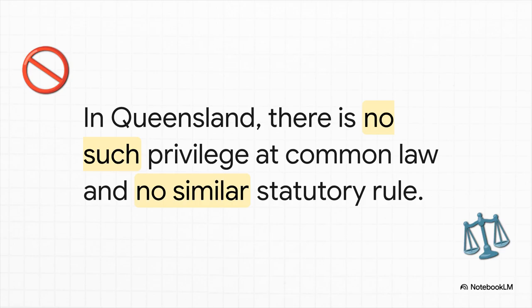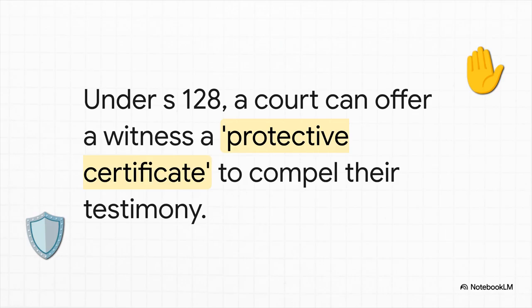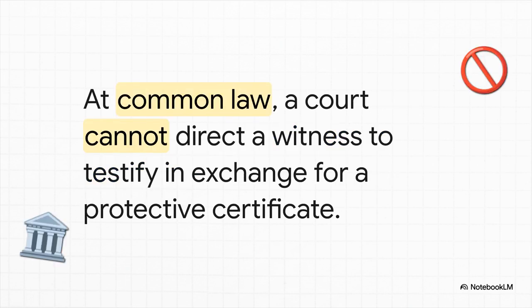Gone. This is one of those beautiful black and white differences that is just an easy mark on an exam if you know it. Okay, what about self-incrimination? The Commonwealth Act has this really clever tool in Section 128. It's called a protective certificate. Basically, a judge can say, look, you have to answer this question, but I'll give you this certificate that means your answer can't be used to prosecute you later. It's a way to get to the truth while still protecting the witness. But under Queensland's common law, it's a whole different ballgame.